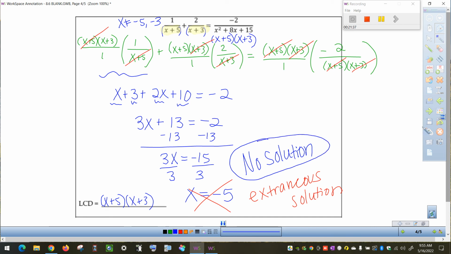All right, so there's kind of that special case. That's something that we want to be careful of with these equations, is we never want the denominator to be 0.